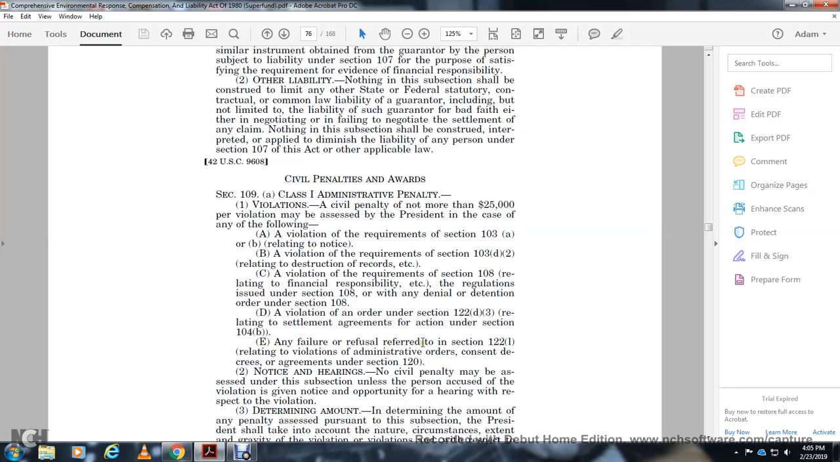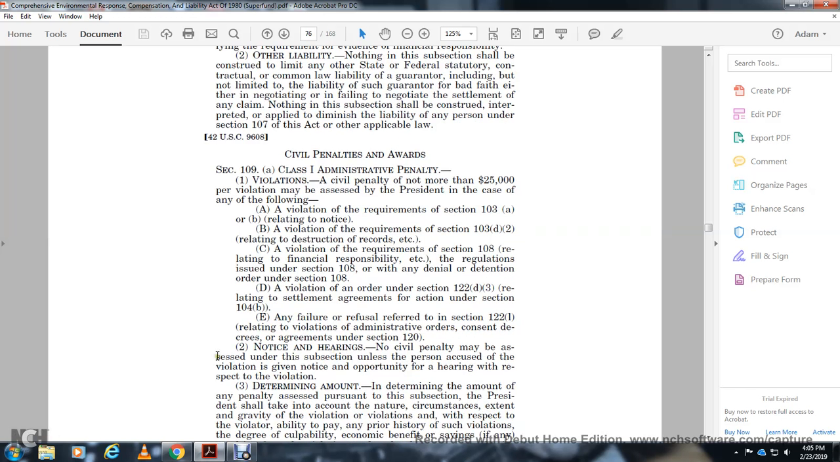And any failure or refusal referred to in Section 121, 122.1, relating to the violation of administrative orders consistent with the decree of agreement under Section 120. Notice and hearings: no civil penalty, with the exception under subsection, if the person is accused of the violation. Give the notice with the opportunity of the hearing with respect to the violation.